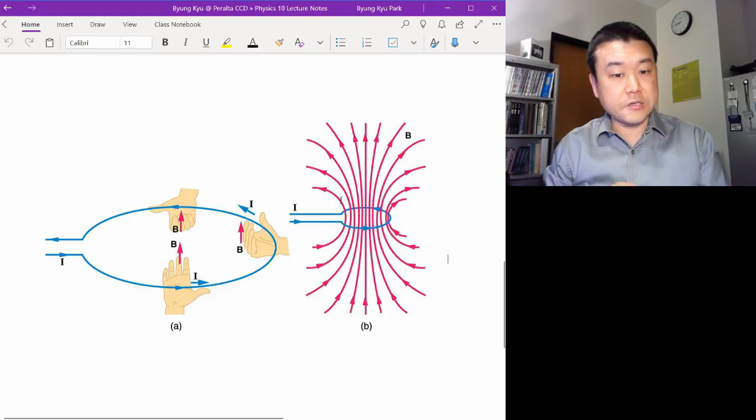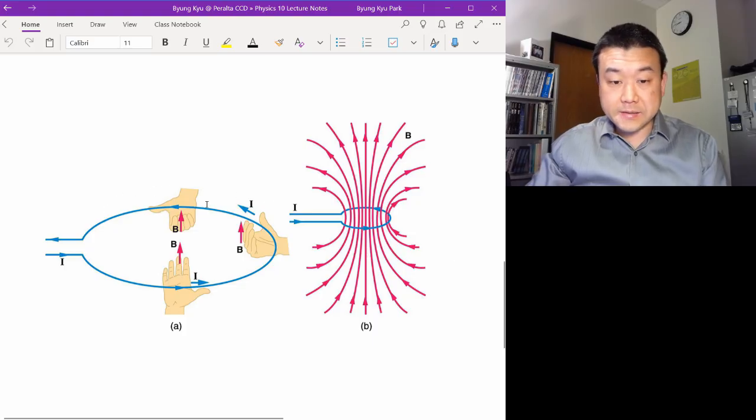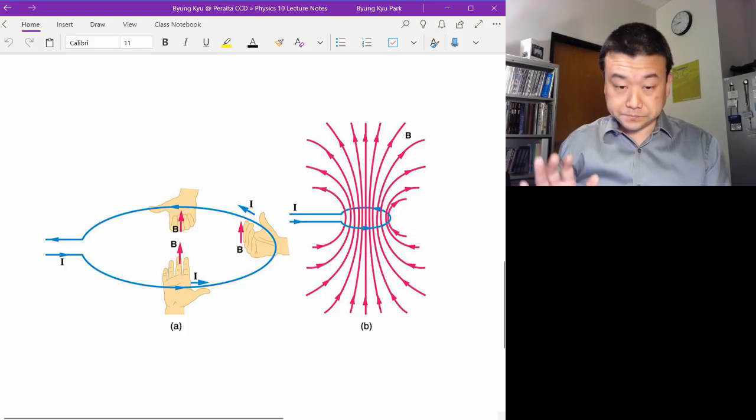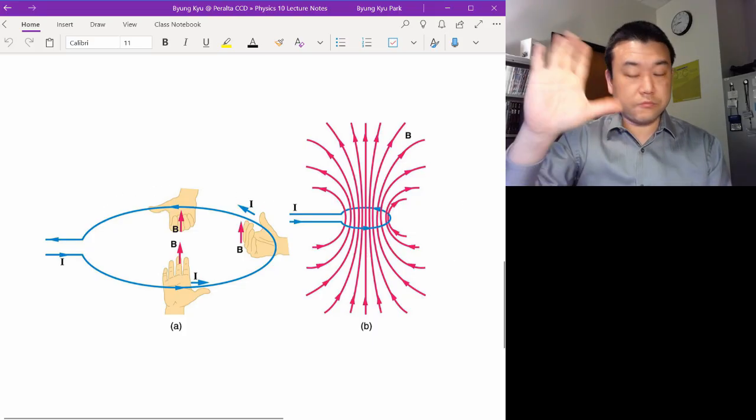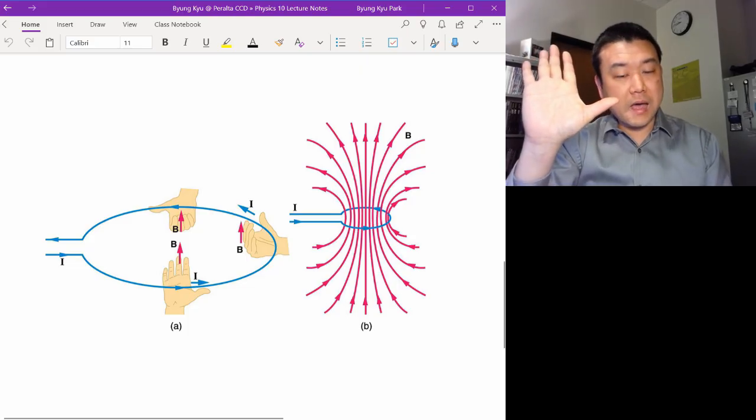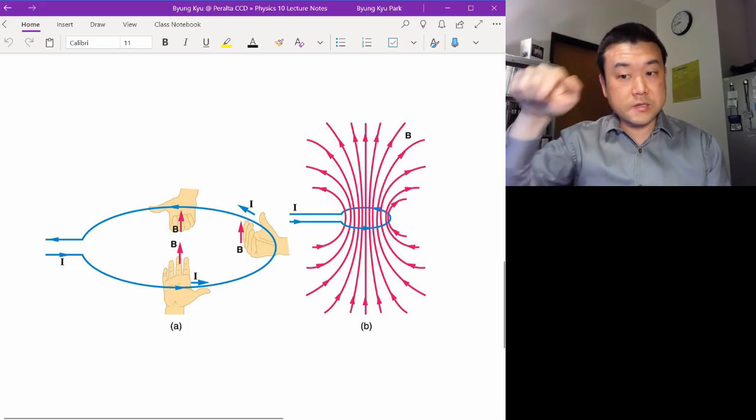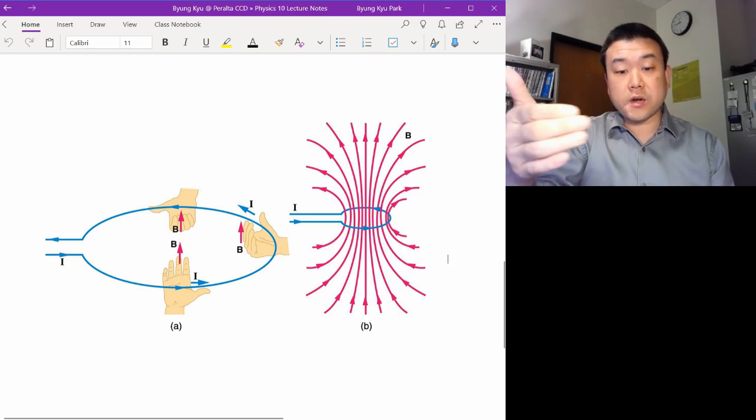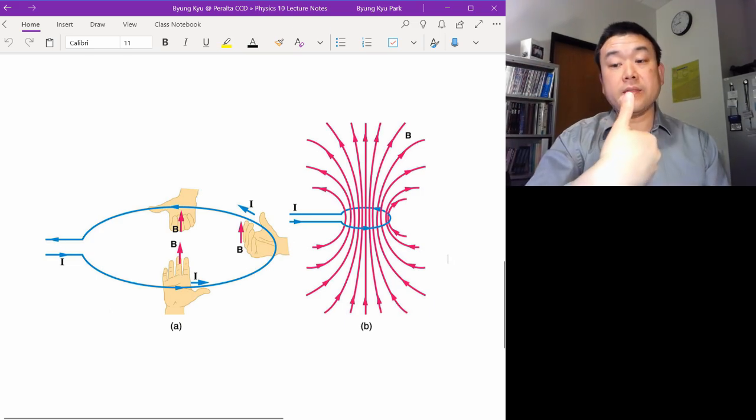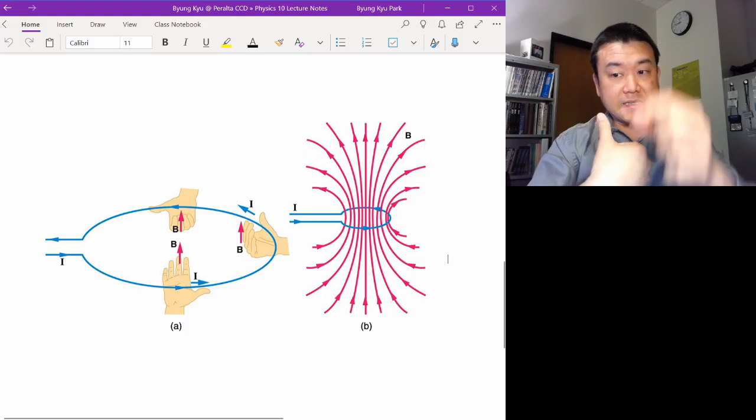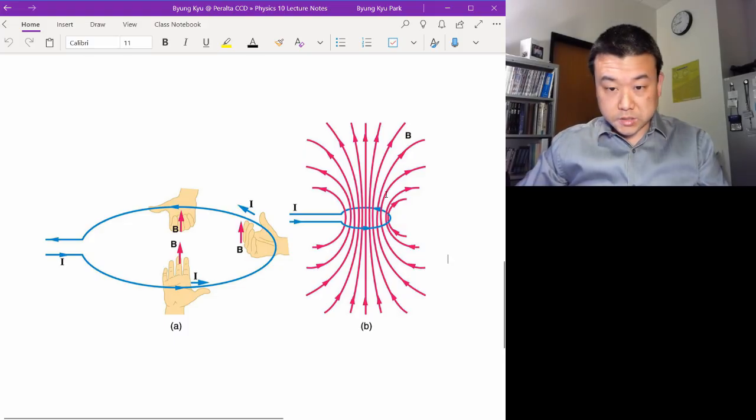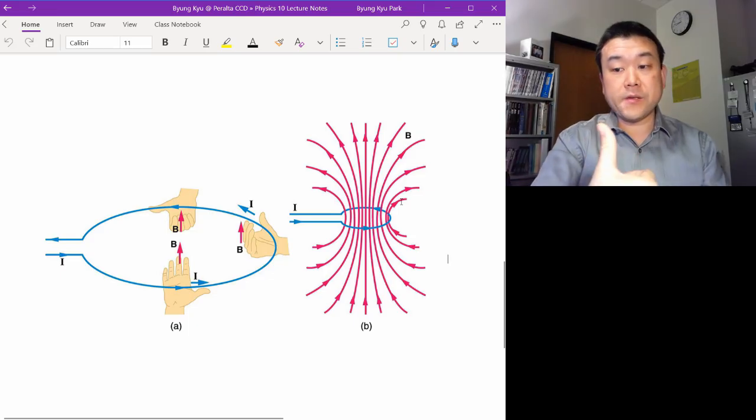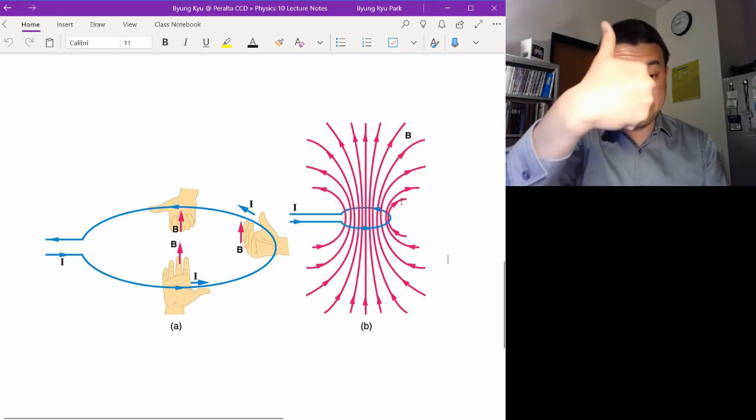Now this is the shortcut rule I like to use in a circumstance like this. Using my right hand, I recognize that the currents are going in circles, so I'm going to use my fingers to go in that circular direction. Then the magnetic field inside the loop, which is mostly straight, as you can see here, goes in the direction of the thumb.